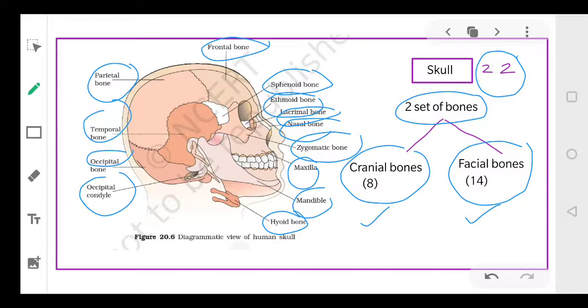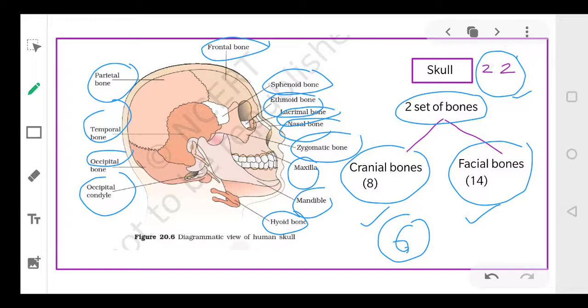Now other than this, there are 6 bones which are present in the ear. 6 bones हैं जो आपके ear में आती हैं. That is, they are called your ear ossicles. So these 3 bones are present in the middle ear. So middle ear में आपके 6 bones आती हैं, 3 in each ear, and they are collectively called ear ossicles. Right, everyone? So in total we have 22 bones in the complete skull.